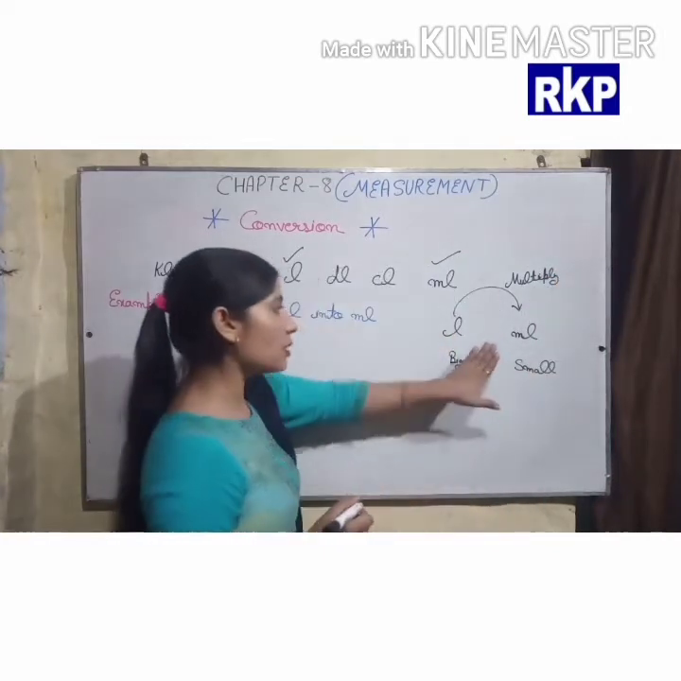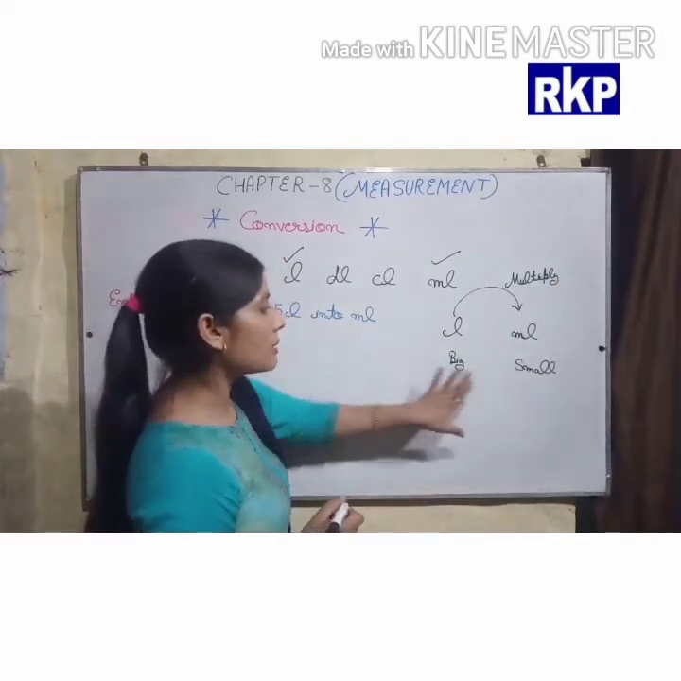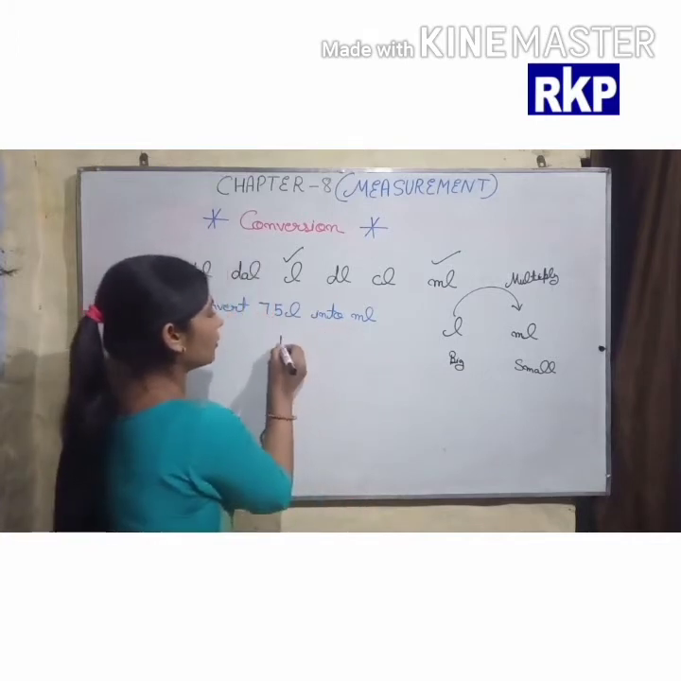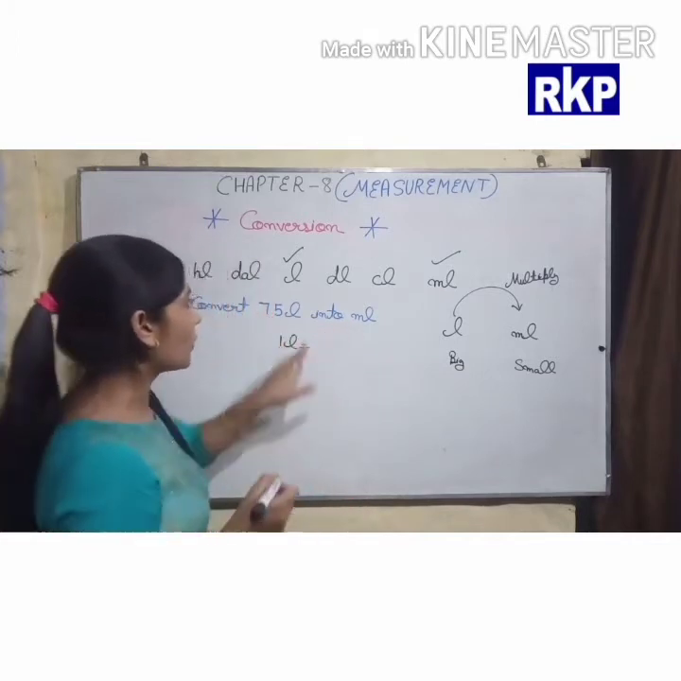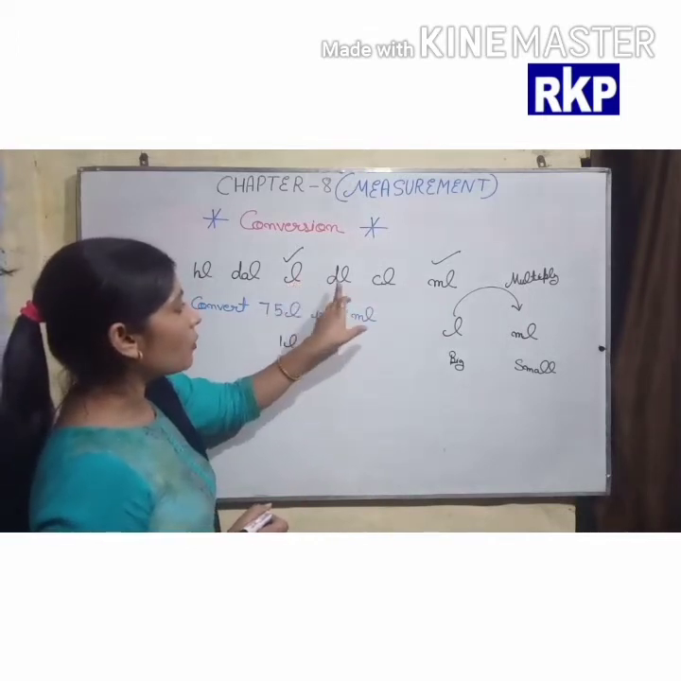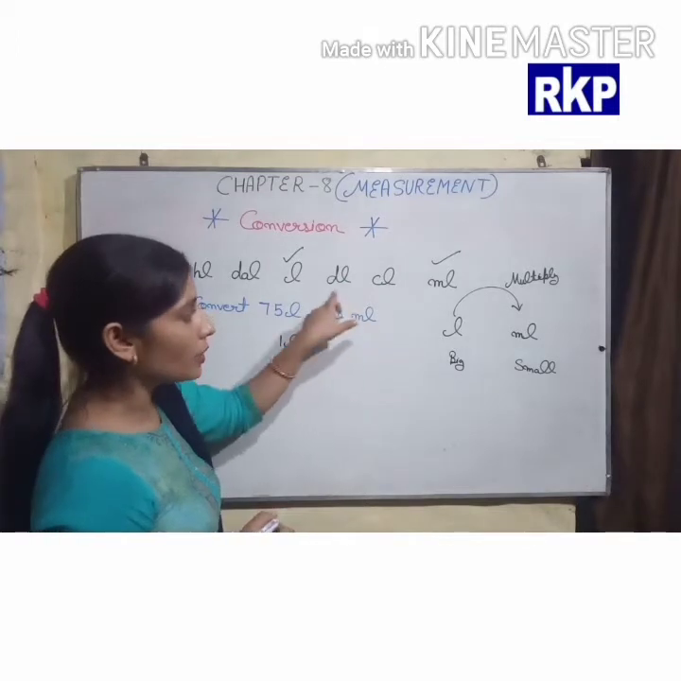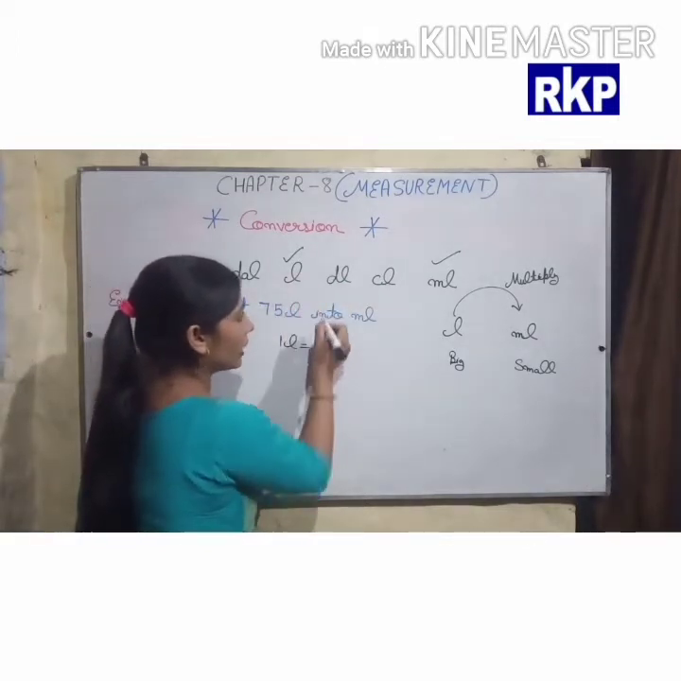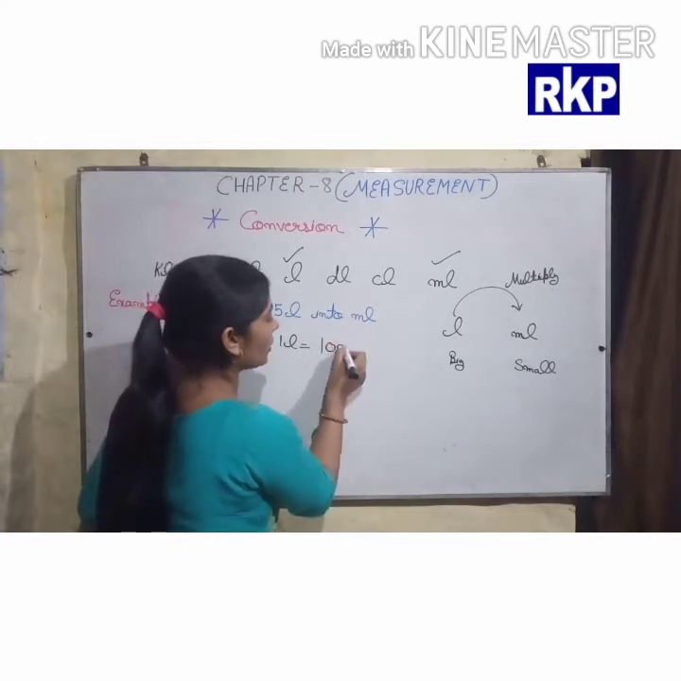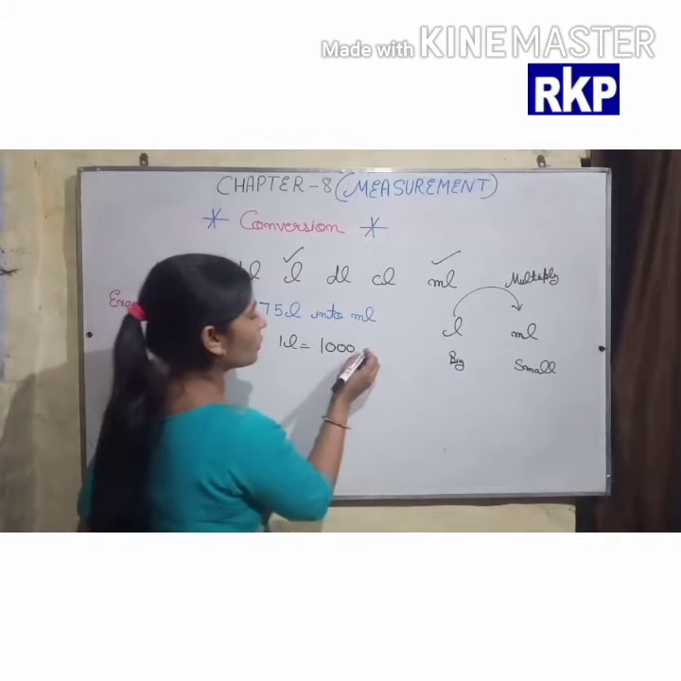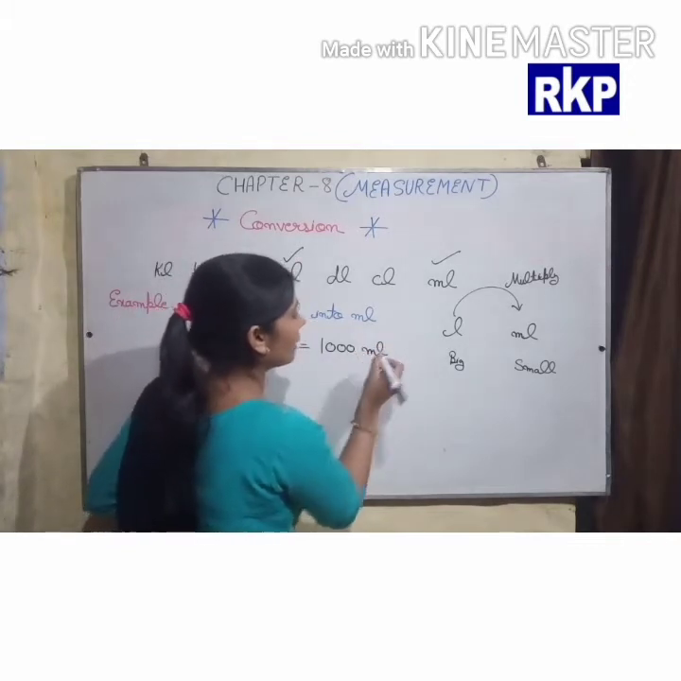But by which number, beta? Now let us write the relation between liter and milliliter. 1 liter is equal to how many milliliters? After liter we have 1, 2, 3 units. So for liter we write 1, and for these 3 units we write 3 zeros. So 1 liter is equal to 1000 milliliters.